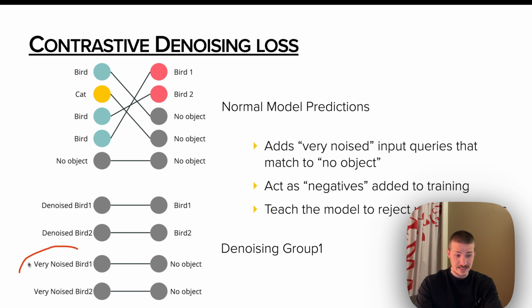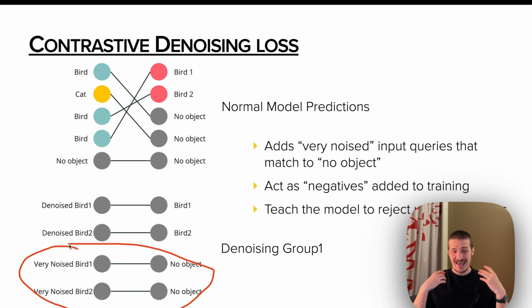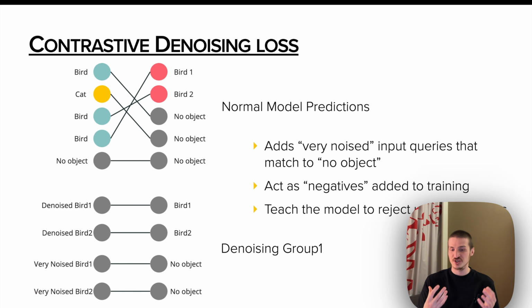And then the second negative part is when we add even more noise. So we now get a really bad anchor, a really bad starting point to do some predictions. And we tell the model to connect that to no object, basically saying that if you see the bad prior, just ignore it. And thus we teach the model to reject unlucky anchors.